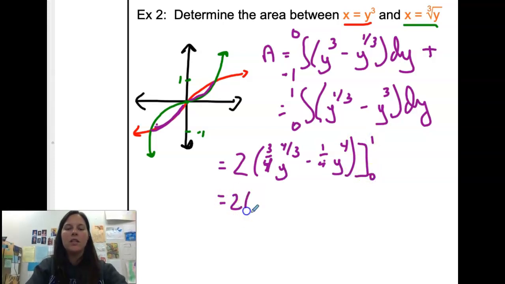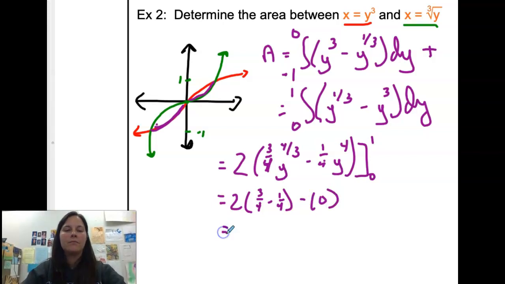So we are going to double the area of this region. Subbing 1 in, I get 3/4 minus 1/4. Subbing 0 in, I get 0. 3/4 minus 1/4 is 1/2, times 2 is an area of 1 unit. Now you guys can check my work by integrating both or by using your calculator, but integrating each section and adding them does give us an area of 1 unit. This only works when those areas are identical because the graphs are symmetric.